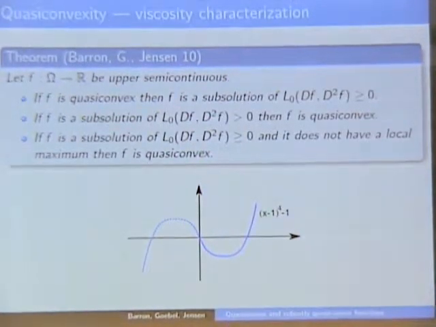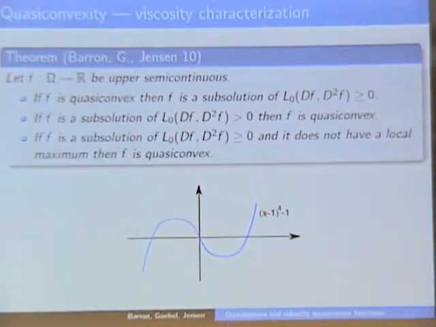So, in terms of viscosity subsolutions, quasi-convexity of f means that f is a subsolution of this operator. If f is a subsolution of the strict inequality, then f is quasi-convex. So this is essentially a direct translation of the first two smooth conditions. And finally, if you have a subsolution of the non-strict inequality, and your function doesn't have any local maxima, you're okay. You get quasi-convexity as well.